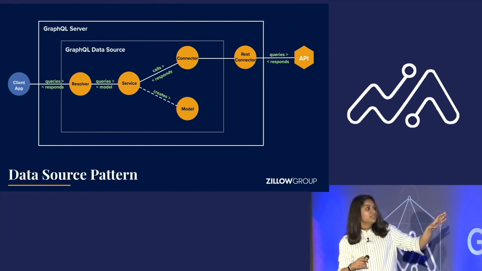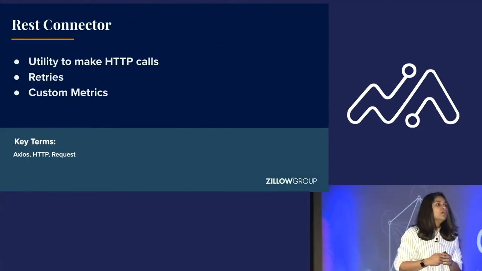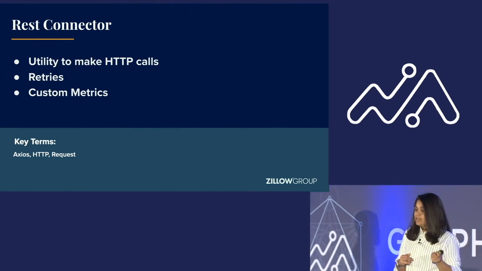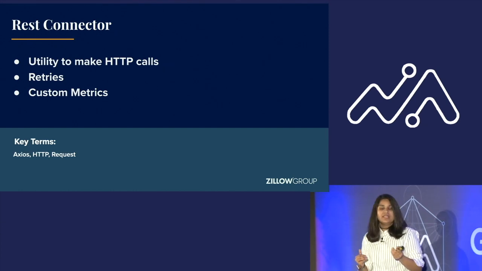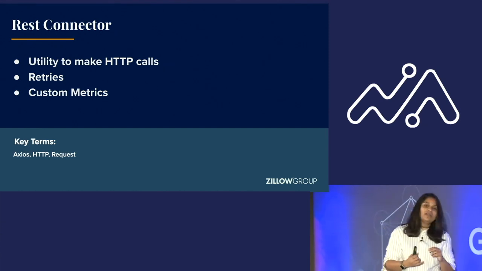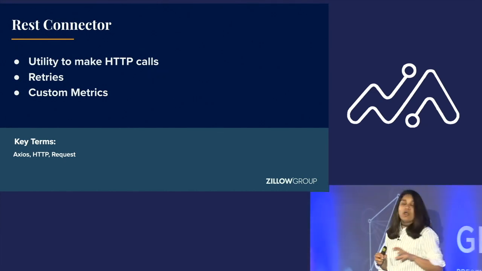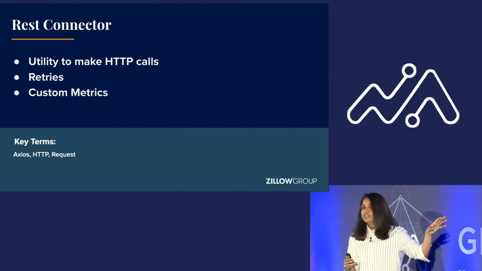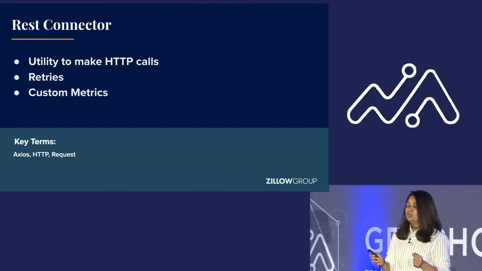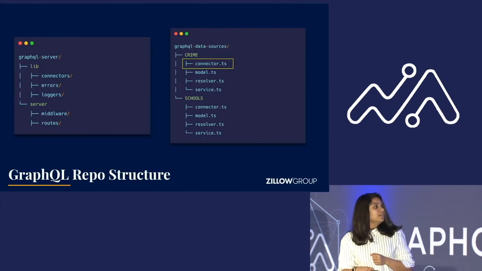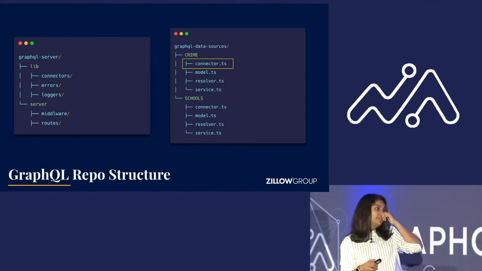So now that we know the data source pattern, let's zoom into the REST connector, which lives in the server. What it is, is a generic utility that's a wrapper over Axios. Axios is a popular JavaScript library to make HTTP calls. And all our retry logic, performance marks, and other metrics that we want to gauge, all of that is done in the REST connector. And the benefit of it is that every data source doesn't need to implement their own logic in their connectors.